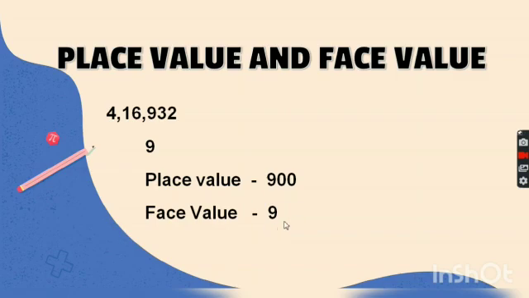Then move on to the tens place. 3 is there. You say what will come? 3 is in the tens place. 3 tens, 30. The place value of 3 is 30. Face value of 3 is 3. Understood, children? The next is the ones place. 2 is in the ones place. 2 ones, 2. The place value of 2 is 2. The face value of 2 is 2.